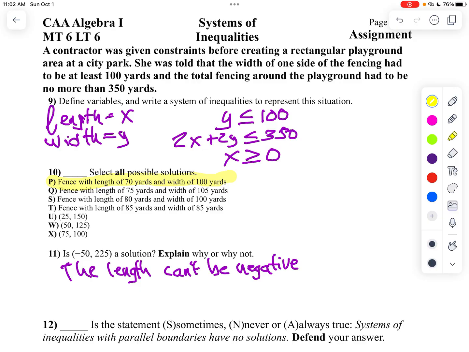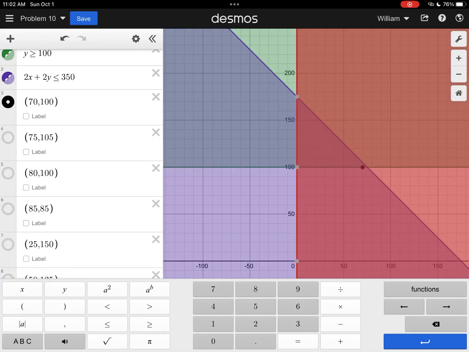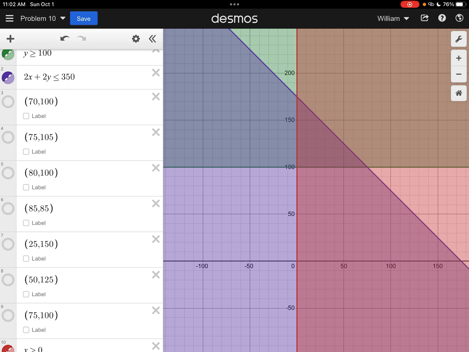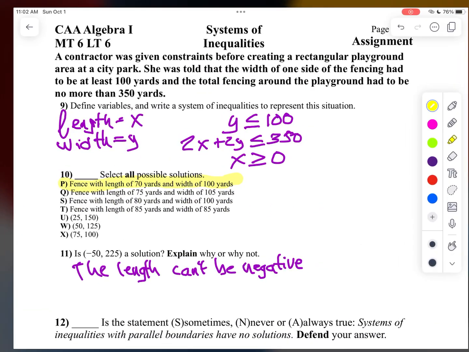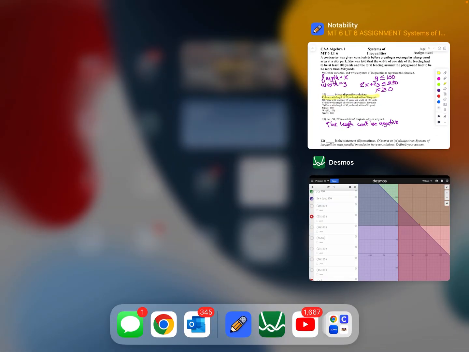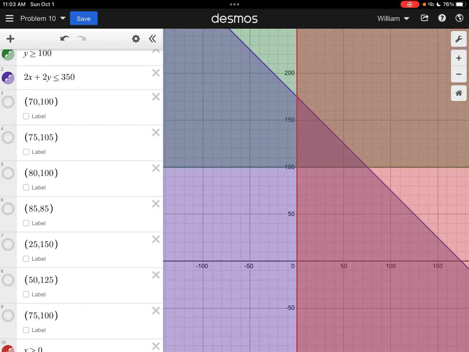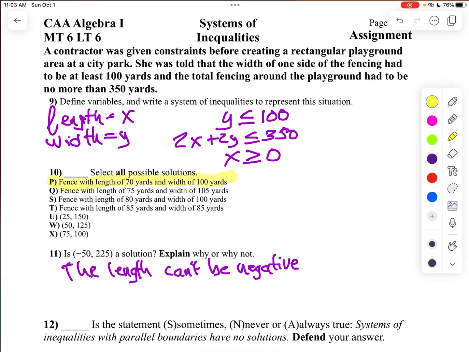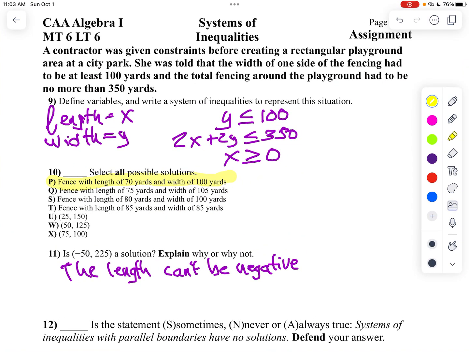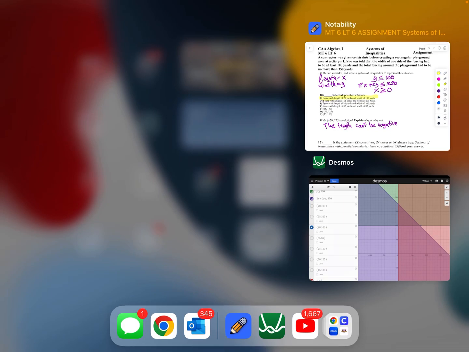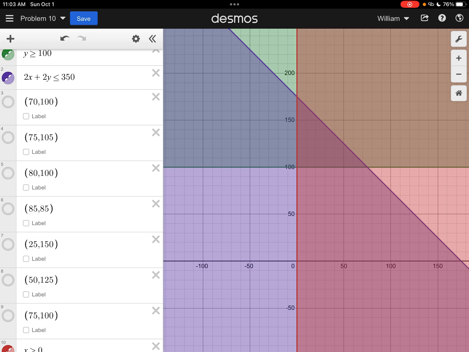How about 75 and 105? So I'll do 75 and 105. And notice that one's on the outside, so that's not a solution. How about 80 and 100? Okay. So if we do 80 and 100, once again, outside my solution triangle, so that's not the correct answer. Okay. And then 85 and 85, let's try that one. And notice that's outside my solution region.